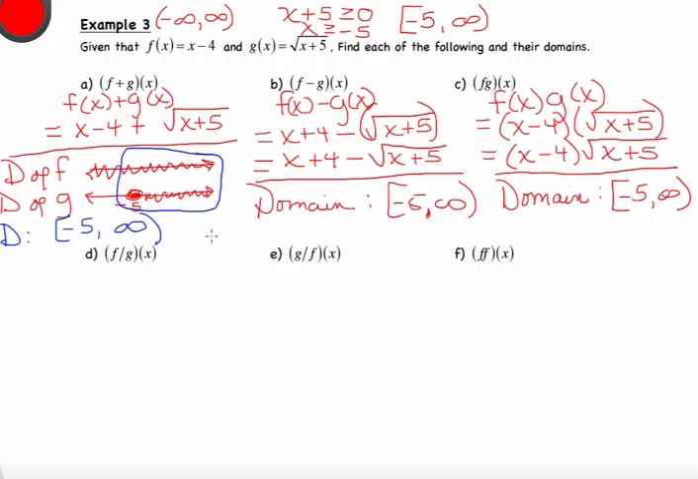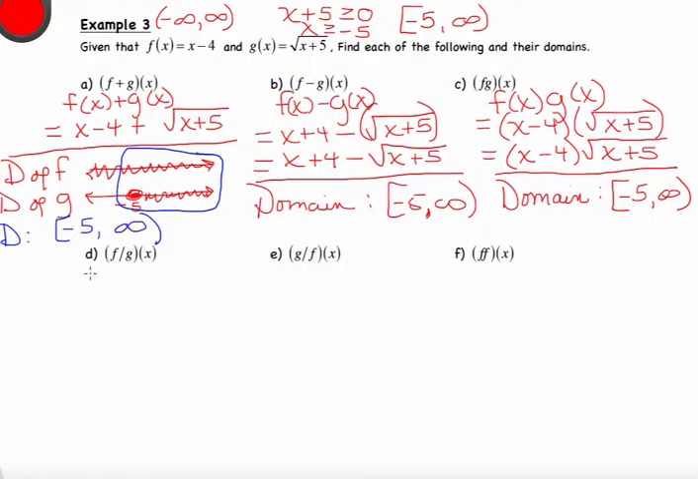So in D and E, we're making a fraction, and we are now putting an x expression in the denominator, and you cannot have that calculate out to exactly equal 0. So the domain for D and E is going to be that intersection up top that we found, excluding whatever makes the denominator 0. We're going to have to take some numbers back.